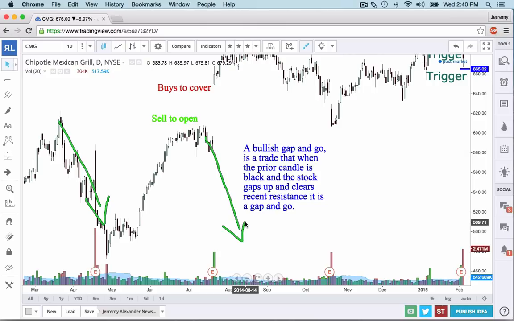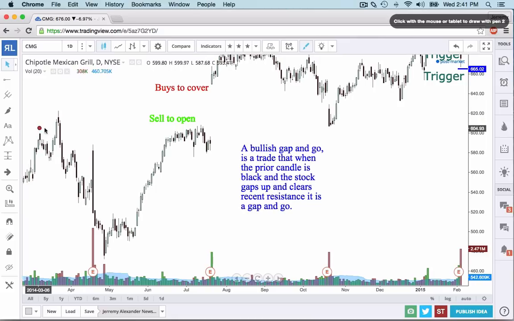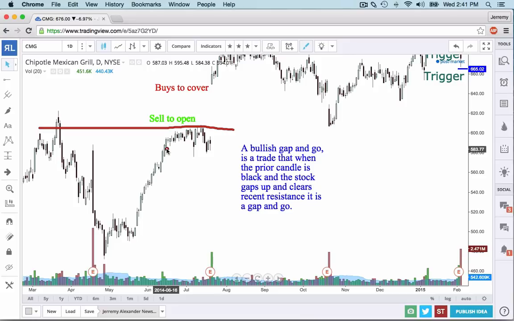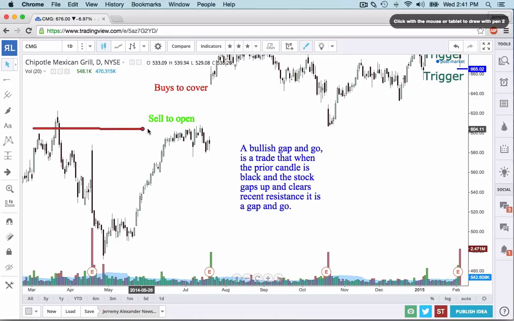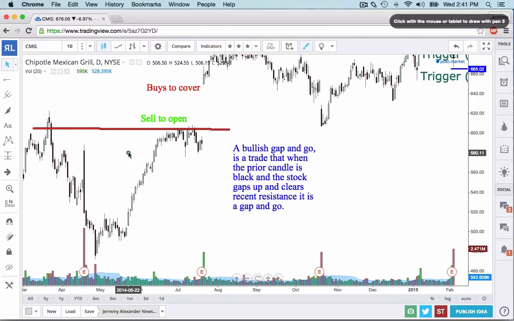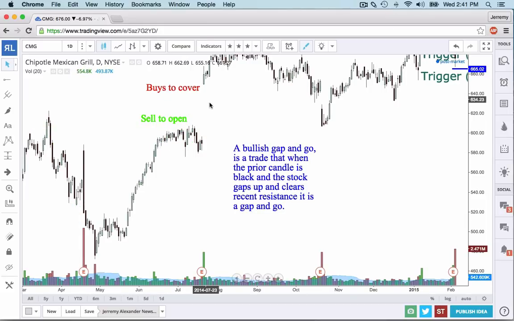So if the prior candle is black and the stock gaps up, and if it clears recent resistance, it does gap and go. Ladies and gentlemen, here was recent resistance right here, this little red line. I'll try to draw it straight. There you go. That's the best straight line I can muster. I'm not an artist. All right, there's the resistance. So anyone who went bearish here or here is trapped, losing money, and is forced to buy to cover, and that creates a gap and go.